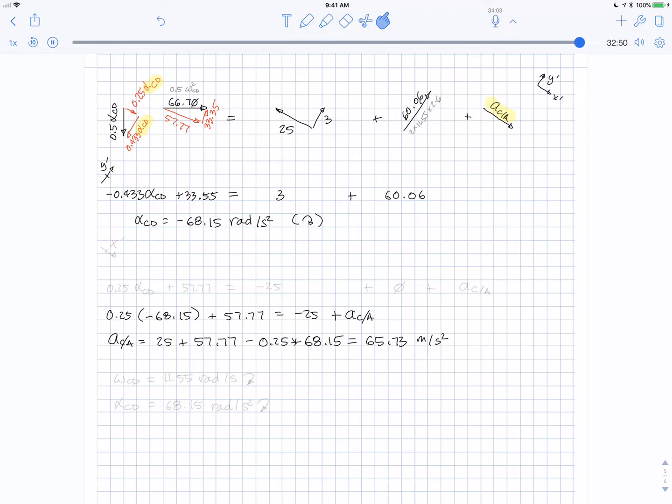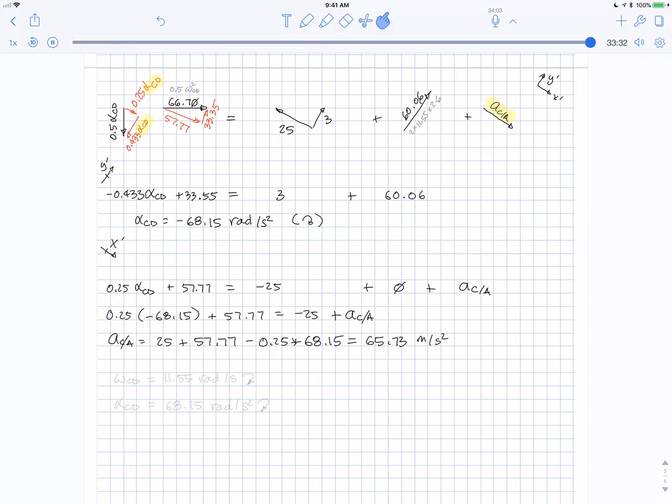Okay, now that we know that, let's do the x components, and I'm taking downhill as positive, so 0.25 alpha CD, but I'm going to have to put in negative 68.15 for that. Okay, plus 57.77, that's going downhill, equals minus 25 going uphill. This does not have a component, plus A of C relative to A. I'll plug in for alpha CD and I'll solve for A, CA and see what comes out.